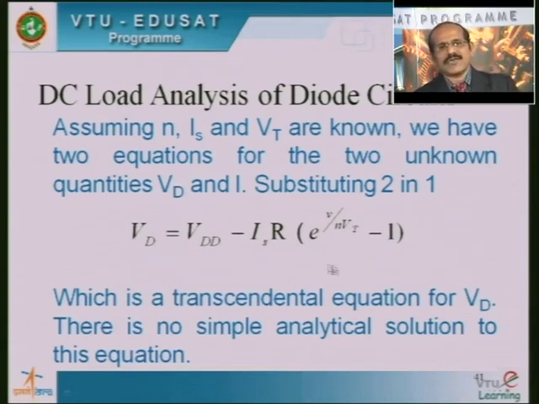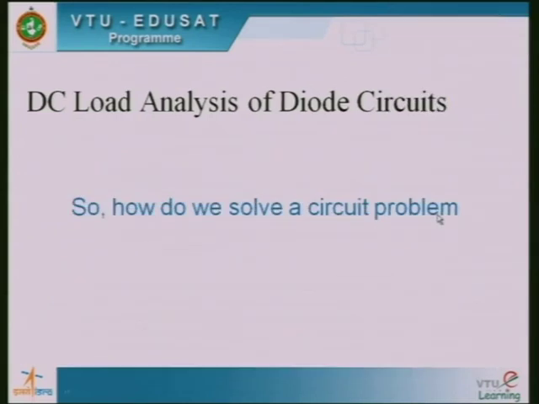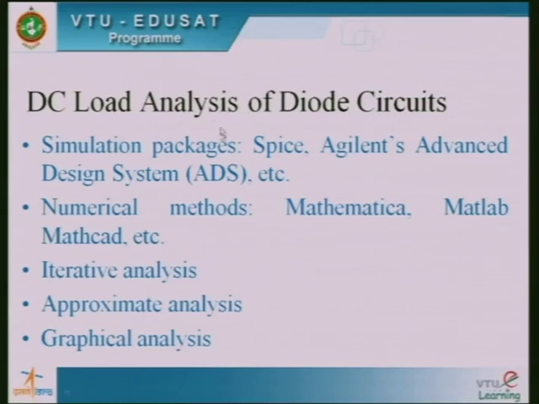A transcendental equation usually means an equation consisting of exponential terms and some trigonometric functions, and usually there is no simple analytical solution to this particular equation. Then how to solve this circuit problem, how to find the solution to this equation? There are plenty of methods available to find the unknown quantities. Maybe there are 5 techniques that are being used.